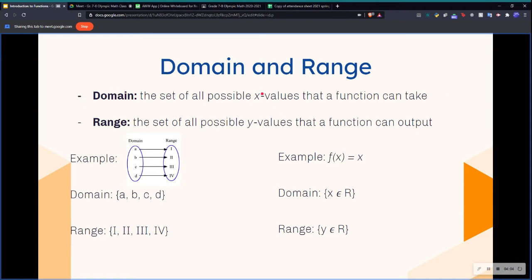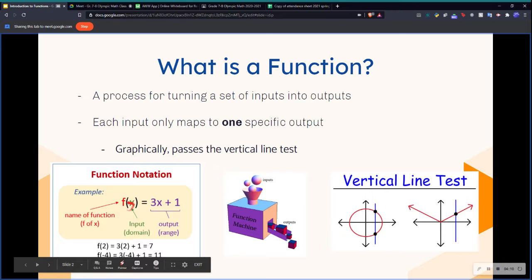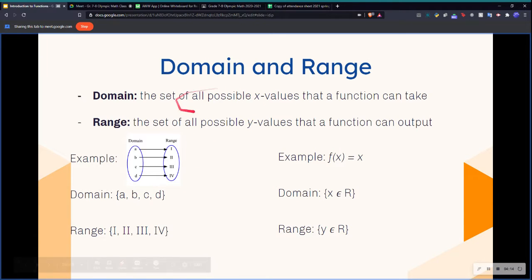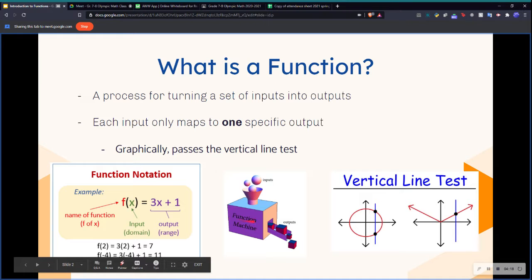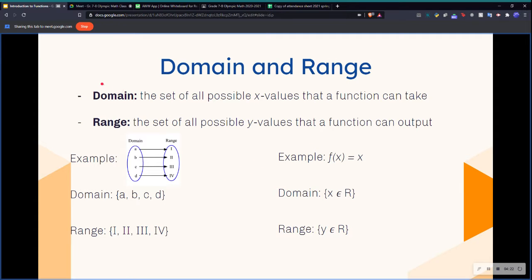All right, so this is basically a set of whatever you put in here. That's the domain. So the input, the x right here, is part of the domain. All the possible values that you can put inside the input are right here. That will make your domain.